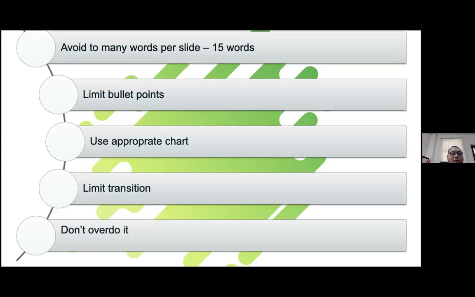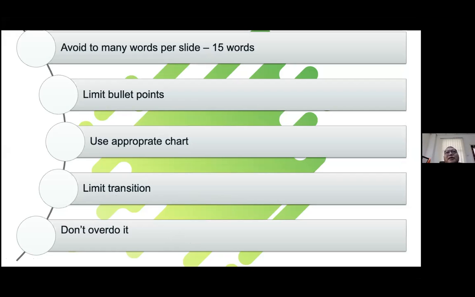So avoid too many words, and limit bullet points. Use appropriate charts, and limit transitions. I would suggest that there be no transition. Sometimes we have animation, but the transition is more interrupting, so we don't need that. Don't overdo it. Make sure your slide is very simple, relaxed, and readable, so that when the examiners look, it looks nice.